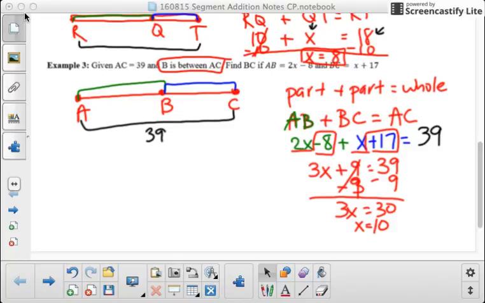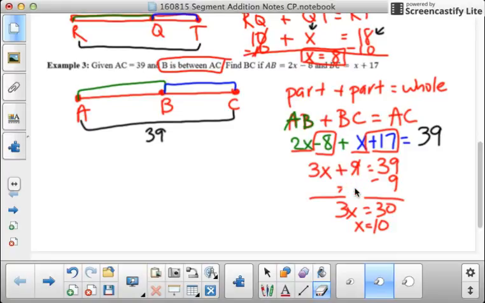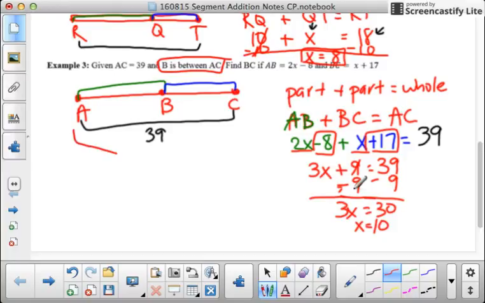So hopefully you have the same thing I do here. All that's changing between these two is that I now have a variable. It says given AC is 39 and B is between A and C. So again, I drew my picture. B is existing somewhere between that line segment A and C. It says find BC if AB is 2x minus 8 and BC is x plus 17.